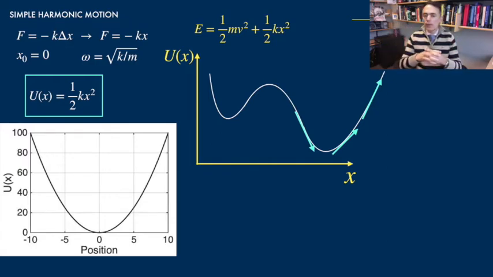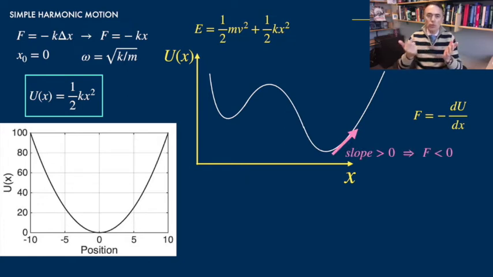The force is related to the slope of the potential. When the slope is positive, the force is negative, so pushing the particle to the left. When the slope is negative, the force is positive, so pushing the particle to the right.